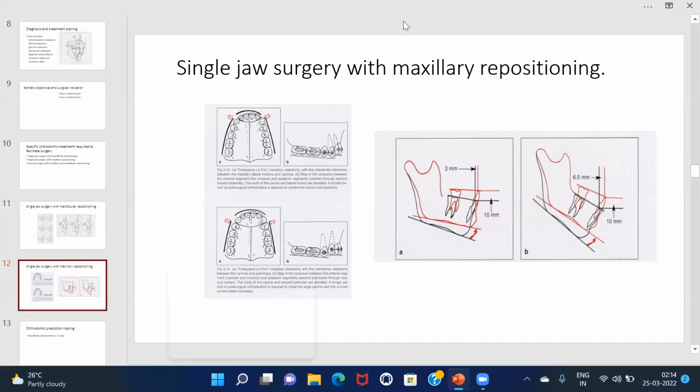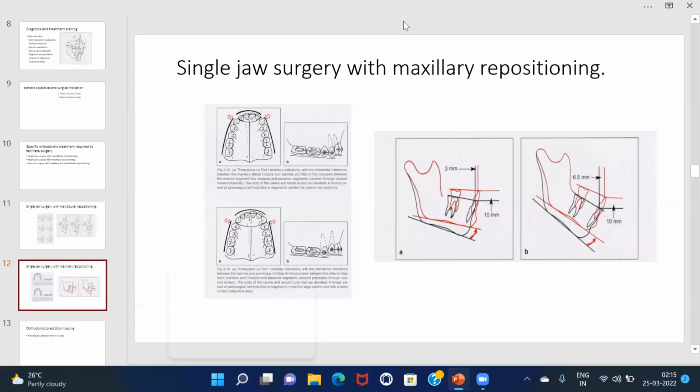In this figure, three pieces Le Fort I maxillary osteotomy with the interdental osteotomy between the maxillary lateral incisor and canine. We step in the occlusion between the anterior segment, the incisors, and the posterior segment, canine through second molars bilaterally. The roots of the canine and the lateral incisor are deviated. A shorter period of post-surgical orthodontics is required to correct the canine and the root positions.